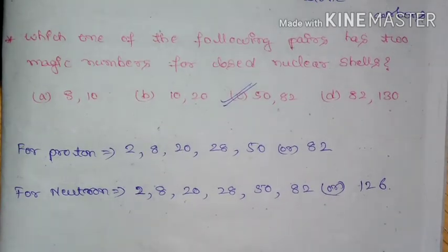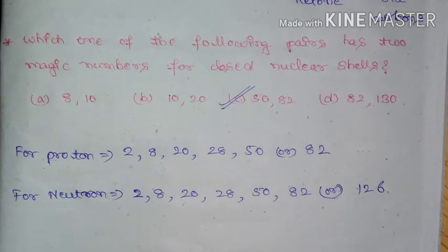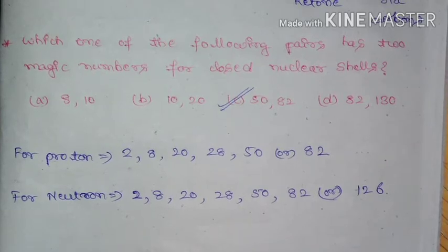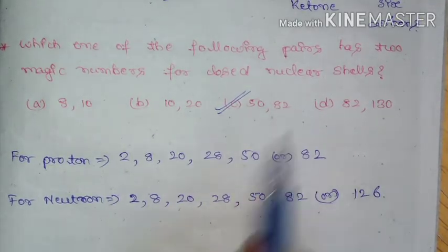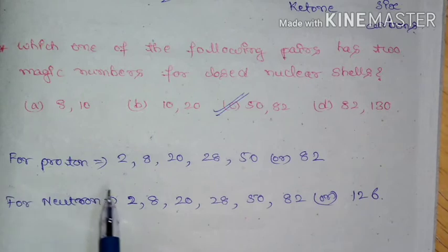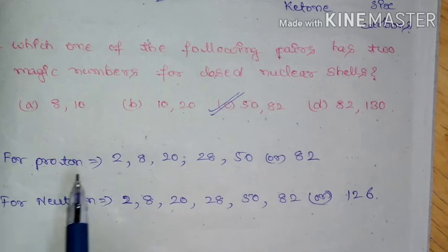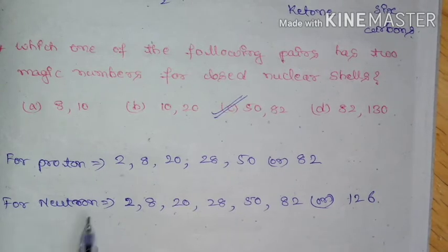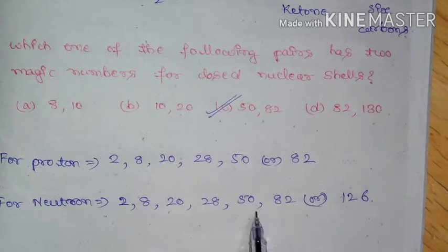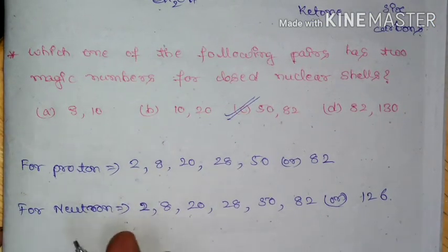Next question: which one of the following pairs has 2 magic numbers for closed nuclear shell? Here we need to choose the pair of magic numbers. The correct option is C, that is 50, 82. These are the magic numbers for stable nuclei. For protons, the magic numbers are 2, 8, 20, 28, 50 and 82. For neutrons, they are 2, 8, 20, 28, 50, 82 and 126. Overall, the magic numbers for nuclei are 2, 8, 20, 28, 50, 82 and 126.